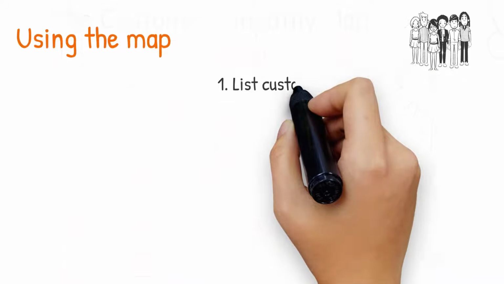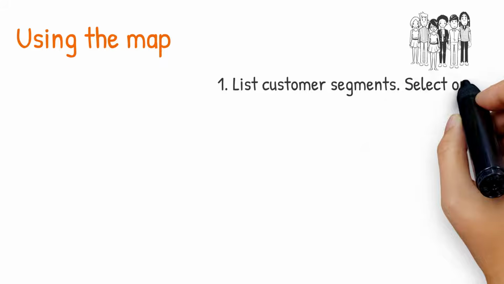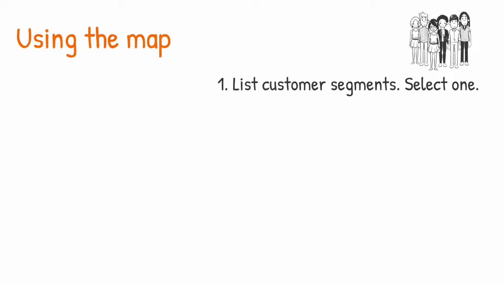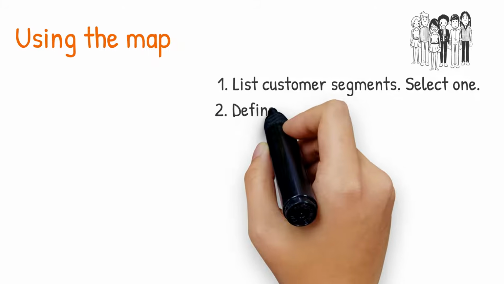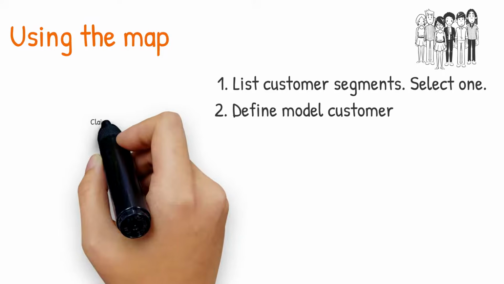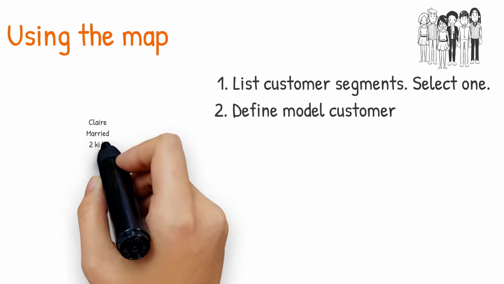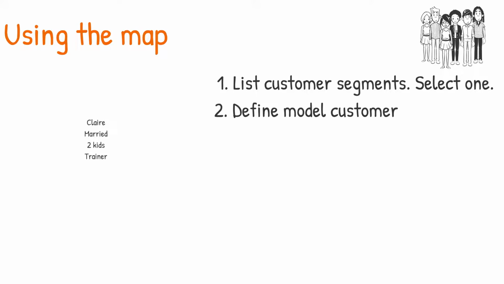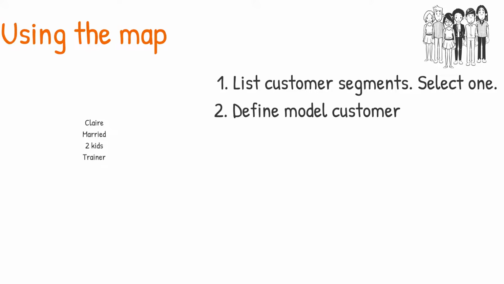To use the Customer Empathy Map, first list your customer segments. Each segment should have a need that requires a distinct offer, different distribution channel, or alternative customer relationship. Select the one that you want to focus on. Next, give your customer a name and define their demographic status. List key characteristics such as their age, marital status, number of children, job type, and income.